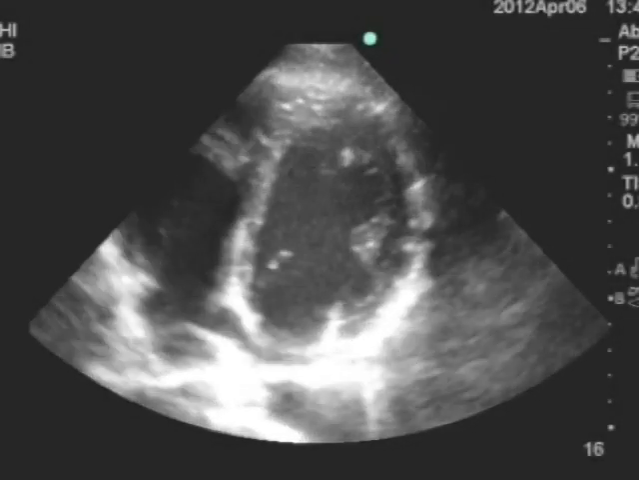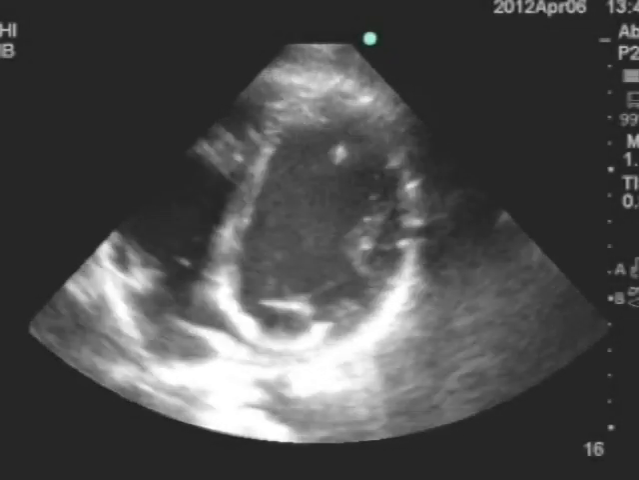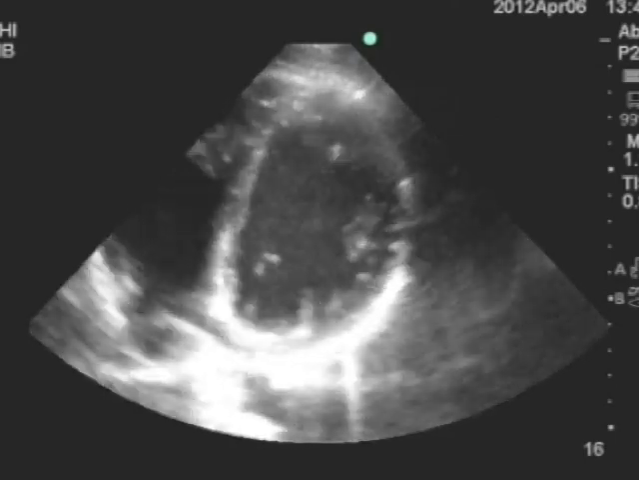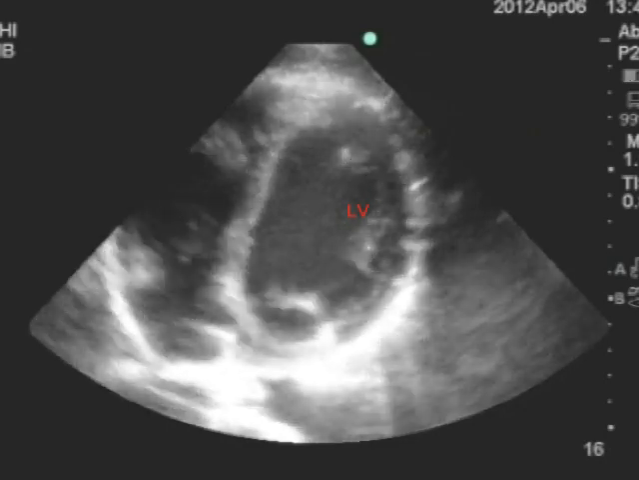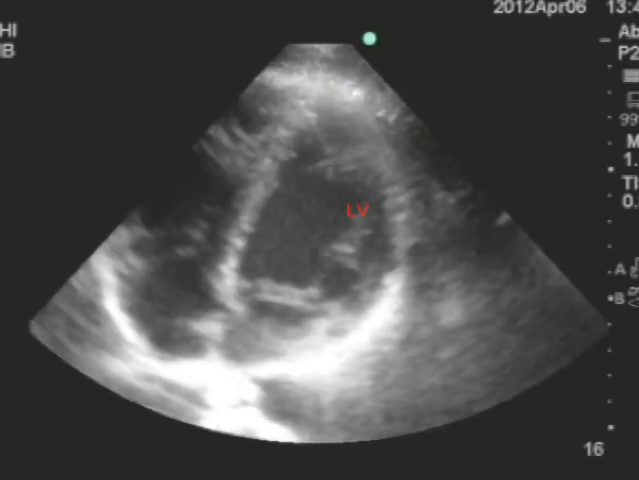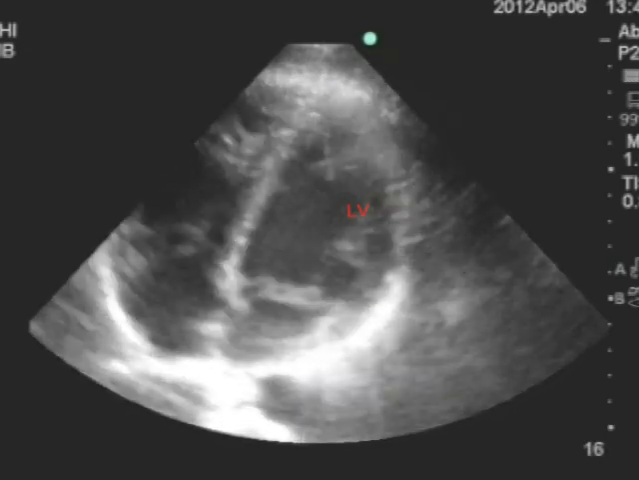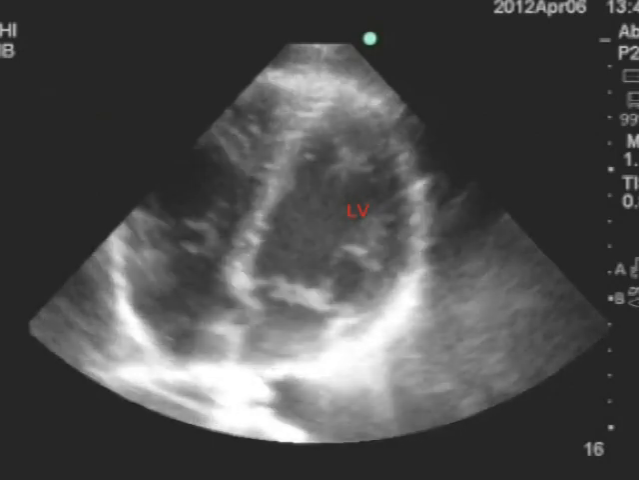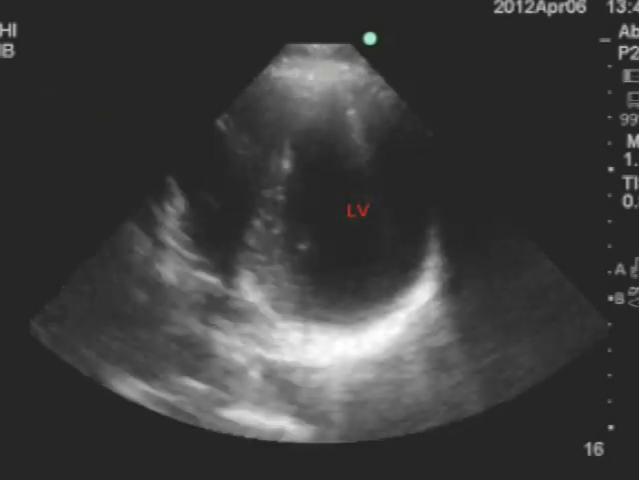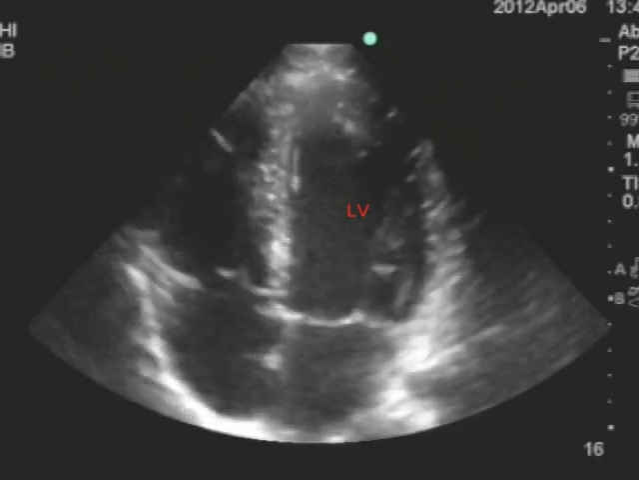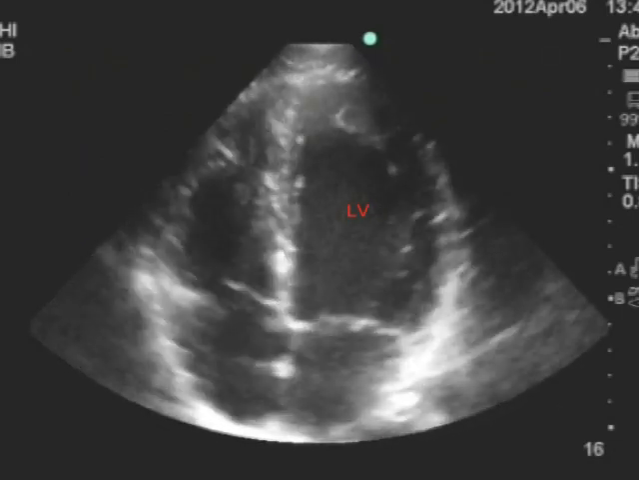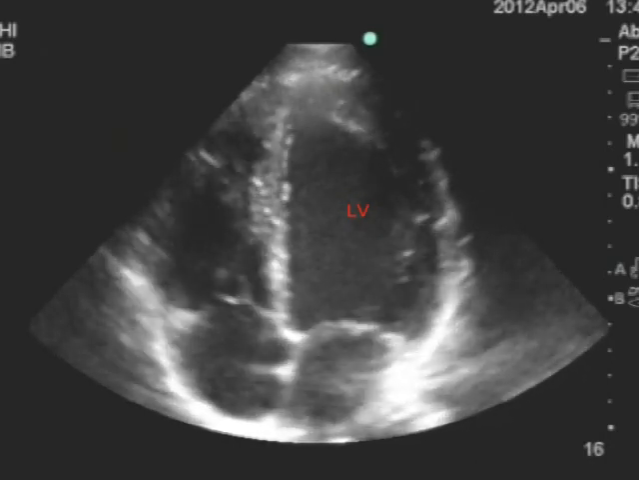In the apical four-chamber view, one must be careful to avoid foreshortening. Currently, the image is foreshortened. The left ventricle appears shorter than it actually is because the probe is not positioned at the apex of the heart. After sliding towards the apex of the heart, we achieve a more accurate four-chamber view.